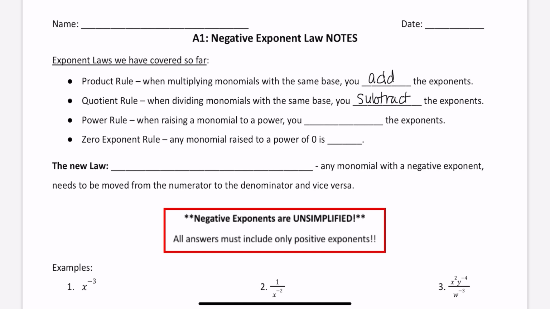The power rule states when you have a double exponent, or you raise a power to a power, you multiply the exponents. And then anything raised to the power of 0 is 1. So when this negative exponent law comes in, that's the new law, the negative exponent.